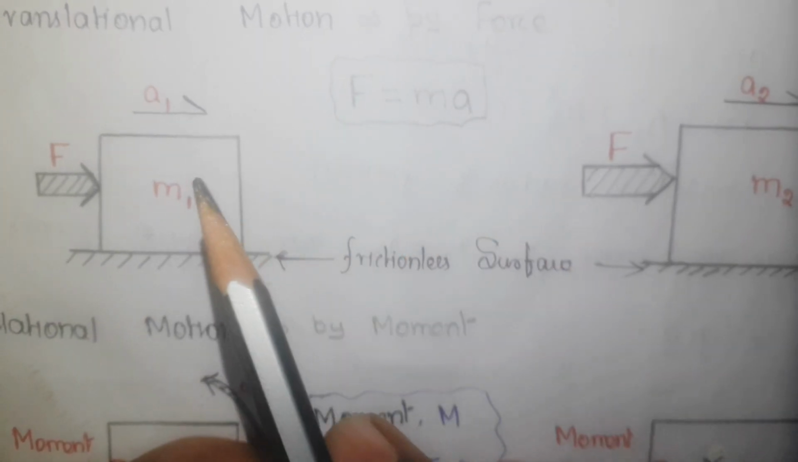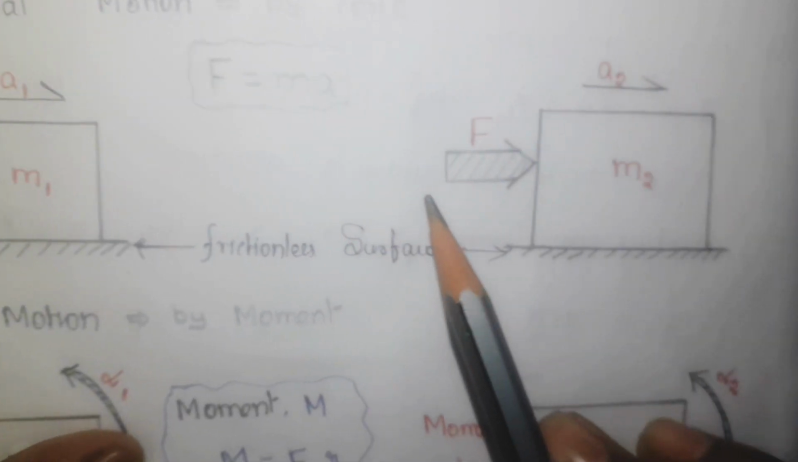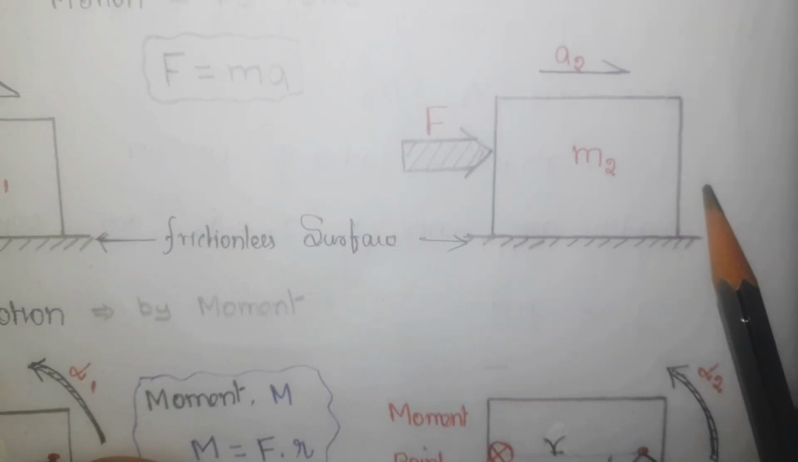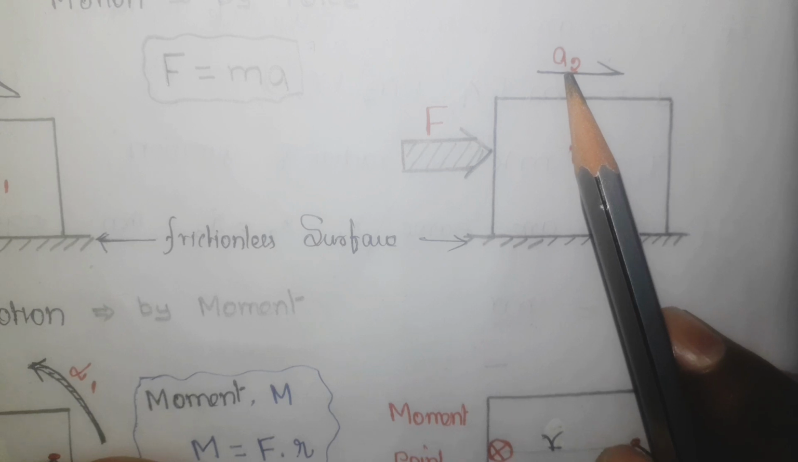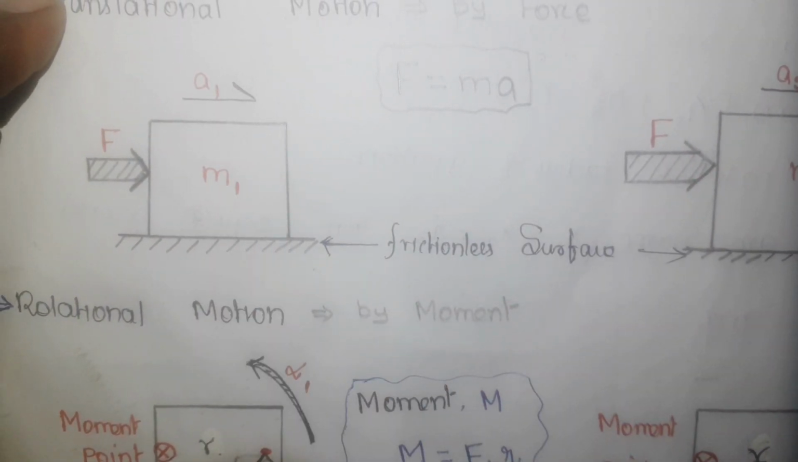Now these objects make a move and this one has the acceleration a1. Similarly, this object will also move and has the acceleration a2. Here acceleration plays an important role. Acceleration means the rate of change of velocity with respect to time. It gives the measurement of how fast the speed changes in an object by the force.